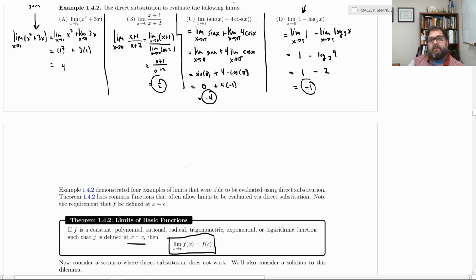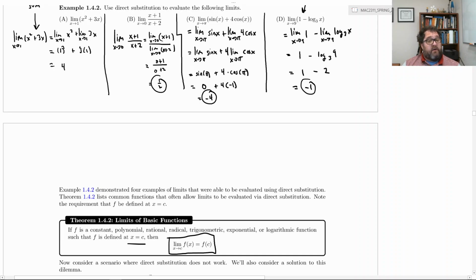Pretty soon we'll have a word for this characteristic, and it'll be continuity. We'll say that if the function is continuous at x equals c, then the limit as x approaches c of f of x equals f of c. But we're not quite there yet. We'll talk about continuity in the relative near future. For the time being, we can say if the value of c is in the domain of the function, and we're working with one of these typical functions.